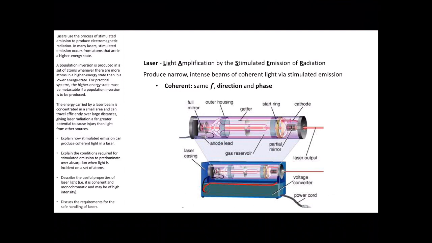I'll read the learning intentions for lasers now. Lasers use the process of stimulated emission to produce electromagnetic radiation. In many lasers, stimulated emission occurs from atoms that are in a higher energy state. A population inversion is produced in a set of atoms whenever there are more atoms in a higher energy state than in a lower energy state. For practical systems, the higher energy state must be metastable if a population inversion is to be produced.